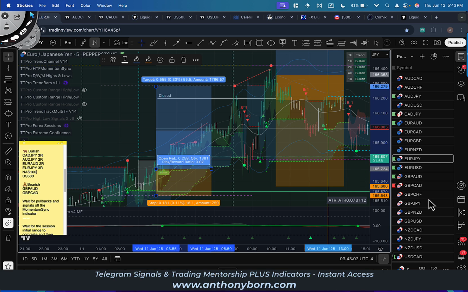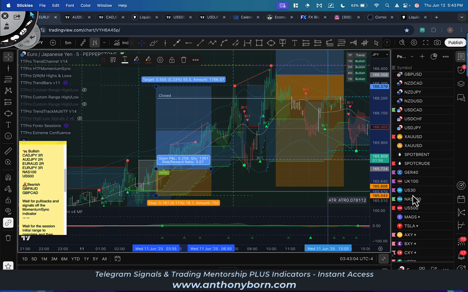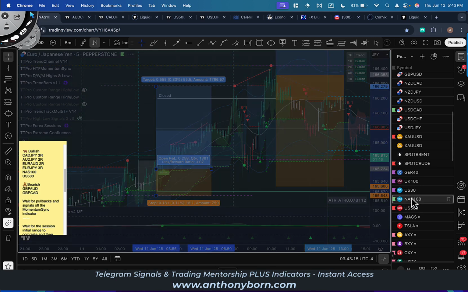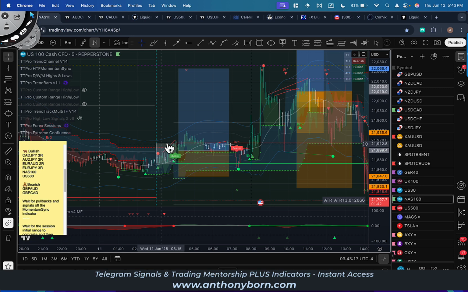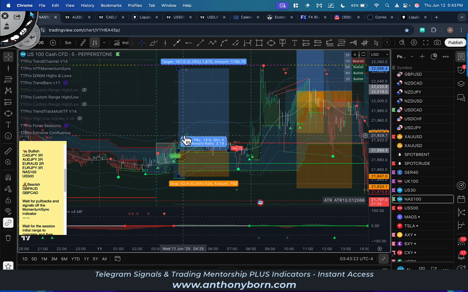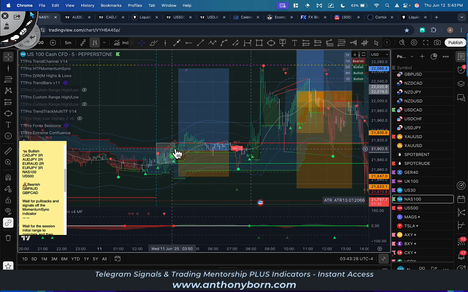The NAS, the US 500, we were looking for the buy. This is after the London Open yesterday. After this box, after our initial range completes, then we look for the signal. Okay, the initial range completed. We actually had a signal right at the end of it. It trended up, came back down. Well, you could have caught that.